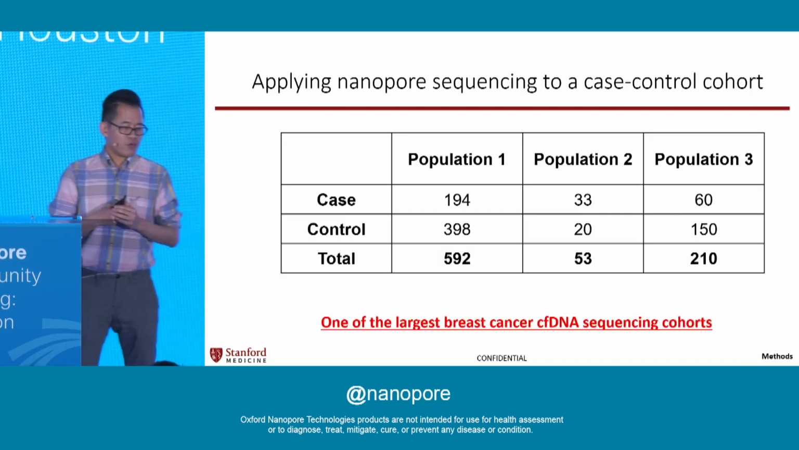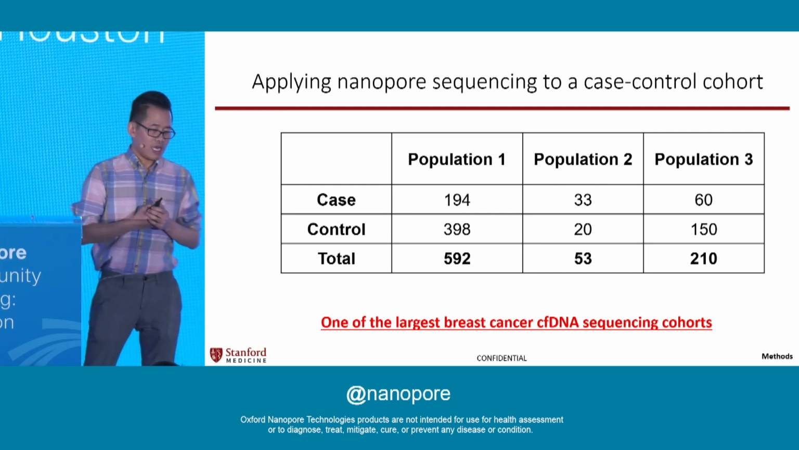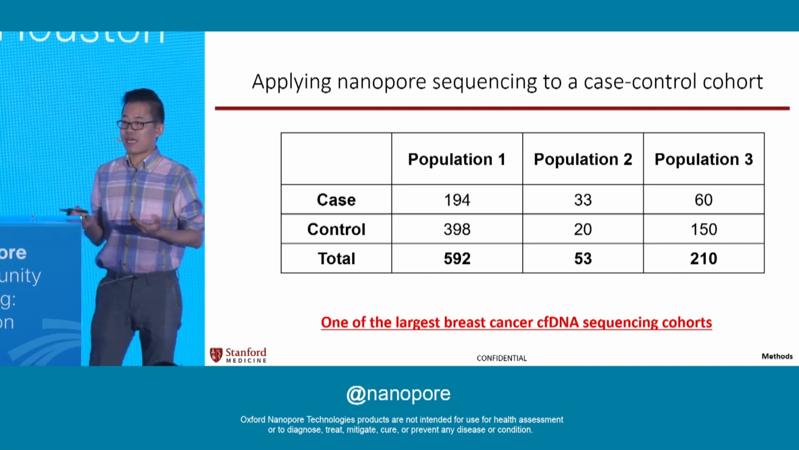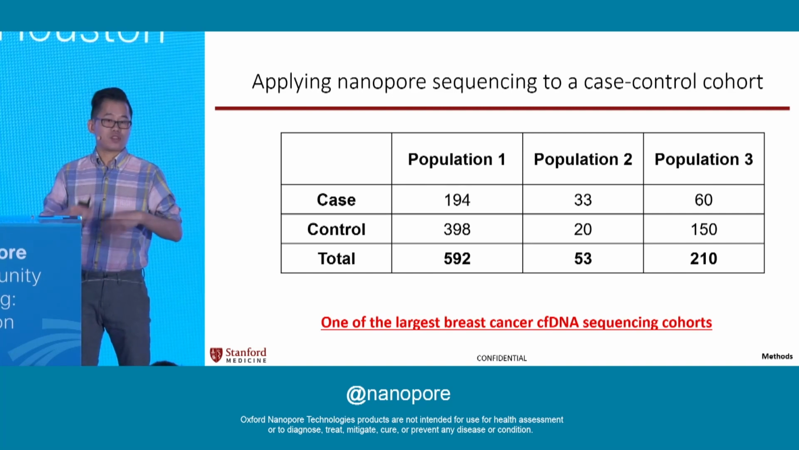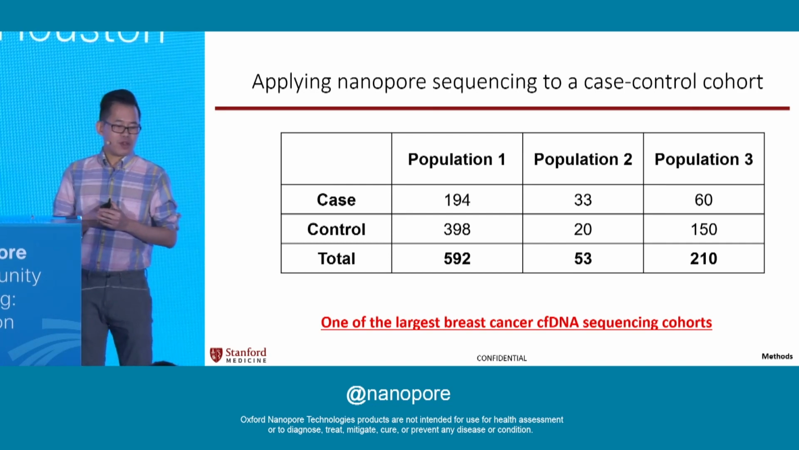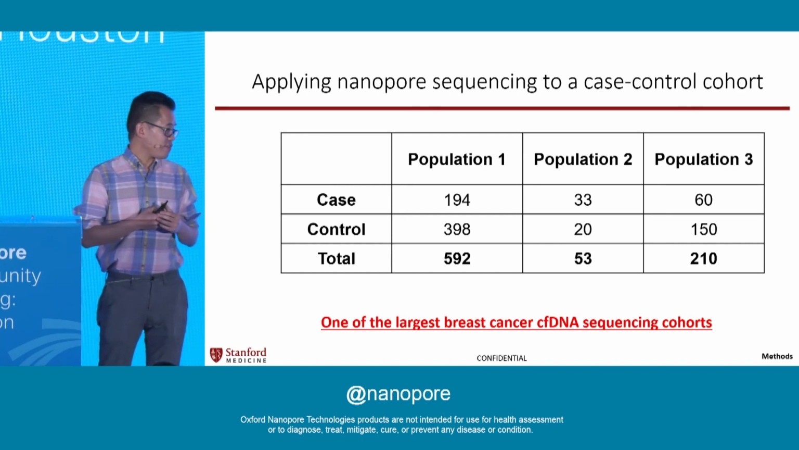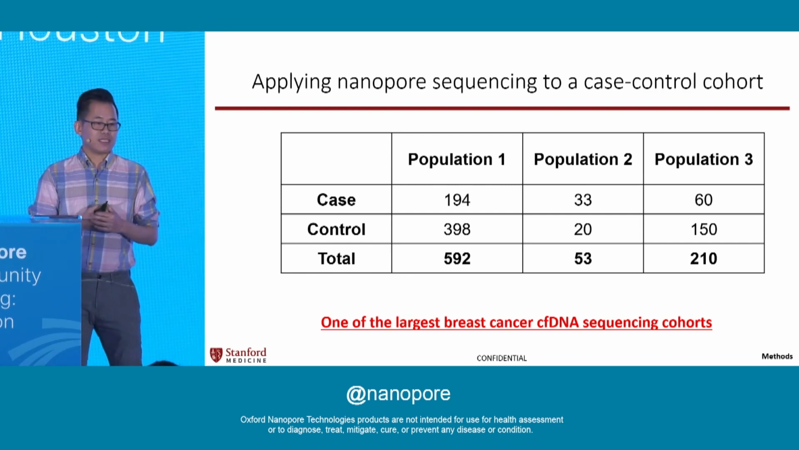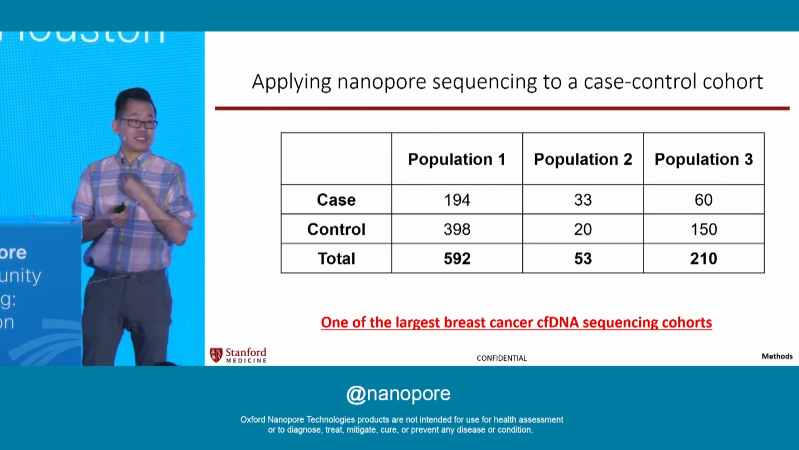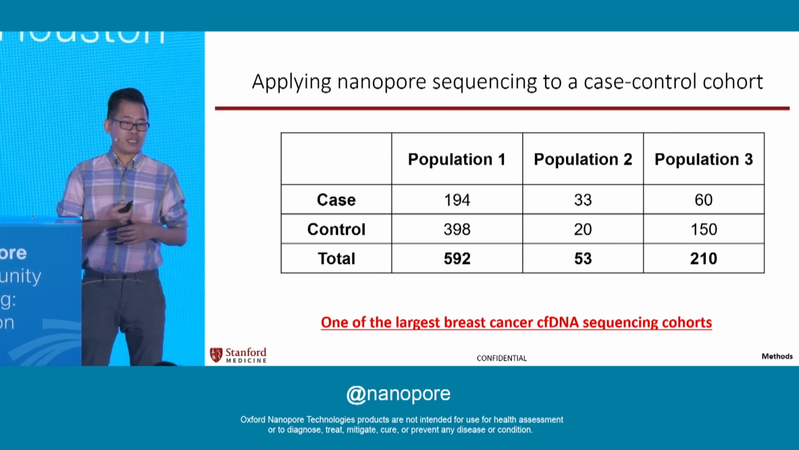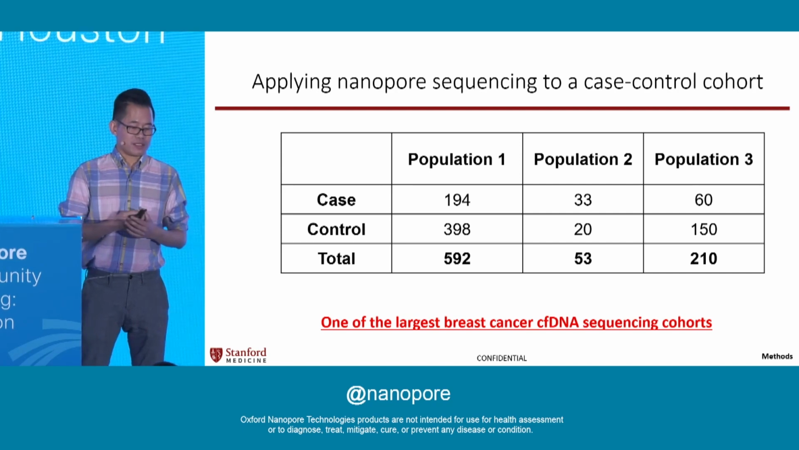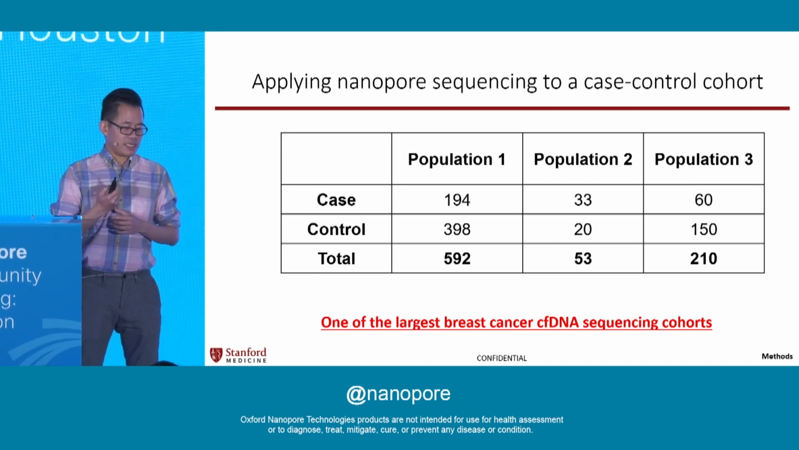So here we've enrolled three populations of case control. Case basically means patients with a confirmed clinical diagnosis of breast cancer. Controls are those who are clinically confirmed to be healthy. In total, we have about 835 participants in the study. And to my knowledge, this is one of the largest breast cancer cell-free DNA sequencing cohorts that's ever been undertaken, at least in the past, in the world, for genomics methylation sequencing.